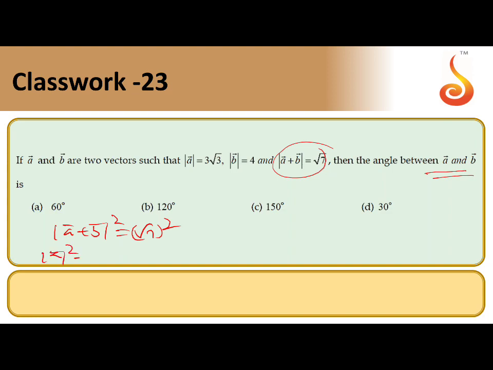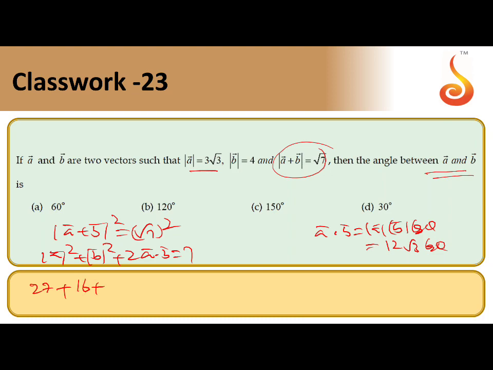So modulus a square plus modulus b square plus 2 a dot b equals 7. So calculate a dot b. a dot b is modulus a, modulus b cos theta. Modulus a is 3 root 3 and modulus b is 4, so that is 12 root 3 cos theta. Modulus a whole square is 3 root 3 whole square, that is 27. Modulus b whole square is 16. 2 into 12 root 3 cos theta, that is 24 root 3 cos theta, equals 7. This value you can use here. So now it is clear. The next step: shift that side.